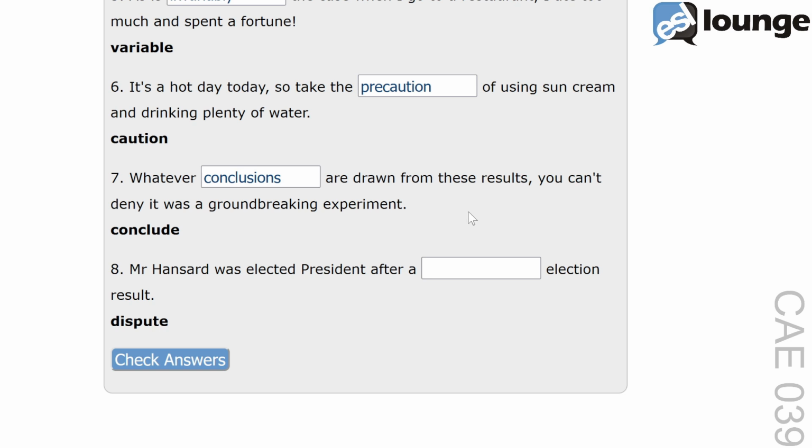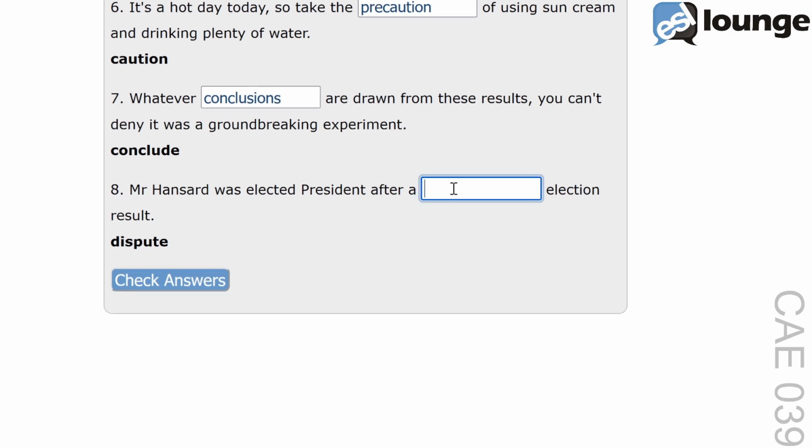And now the last one, question 8. Mr. Hansard was elected president after a blank election result. The base word is dispute. The correct form here is disputed. Disputed is an adjective that describes something that is argued about or questioned. It implies controversy or disagreement. For example, the boundary between the two countries is still disputed.